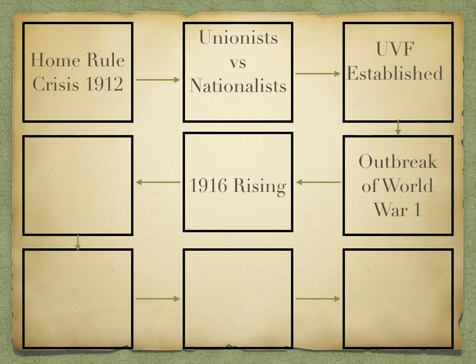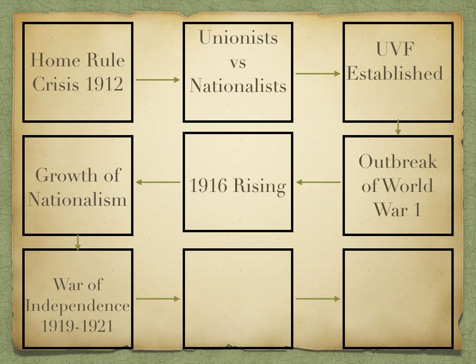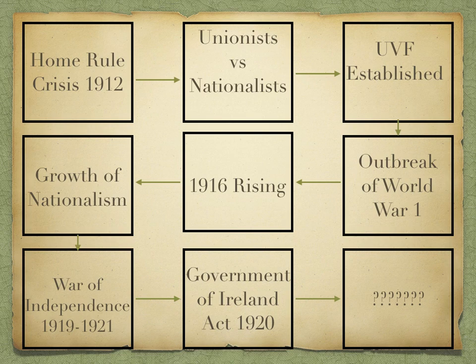Then there was the 1916 Rising, which led to the growth of nationalism within the country, where people began to want more than just Home Rule. This then led to the War of Independence in 1919 up to 1921. We then looked at the Government of Ireland Act, which was brought in 1920 and partitioned the island of Ireland. And now we're going to look at what happened after that.